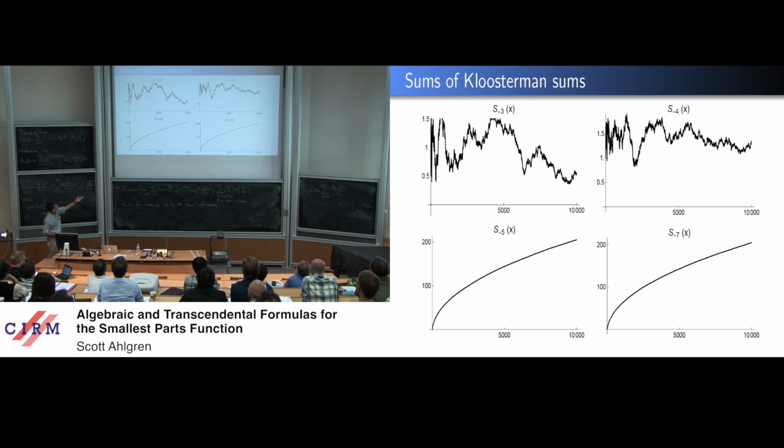Some of them are very small, and some of them look like they're growing like the square root of x, and that's exactly the truth. Basically, these grow like the square root of x every time there's a coefficient of the eta function. So the negatives of these numbers, 7, 5, 2, and 1, are exactly the pentagonal numbers, which are exactly the coefficients of the eta function. And that's where you get something like plus or minus the square root of x. Otherwise, you get this sort of random noise. Yeah, so those are the pictures.